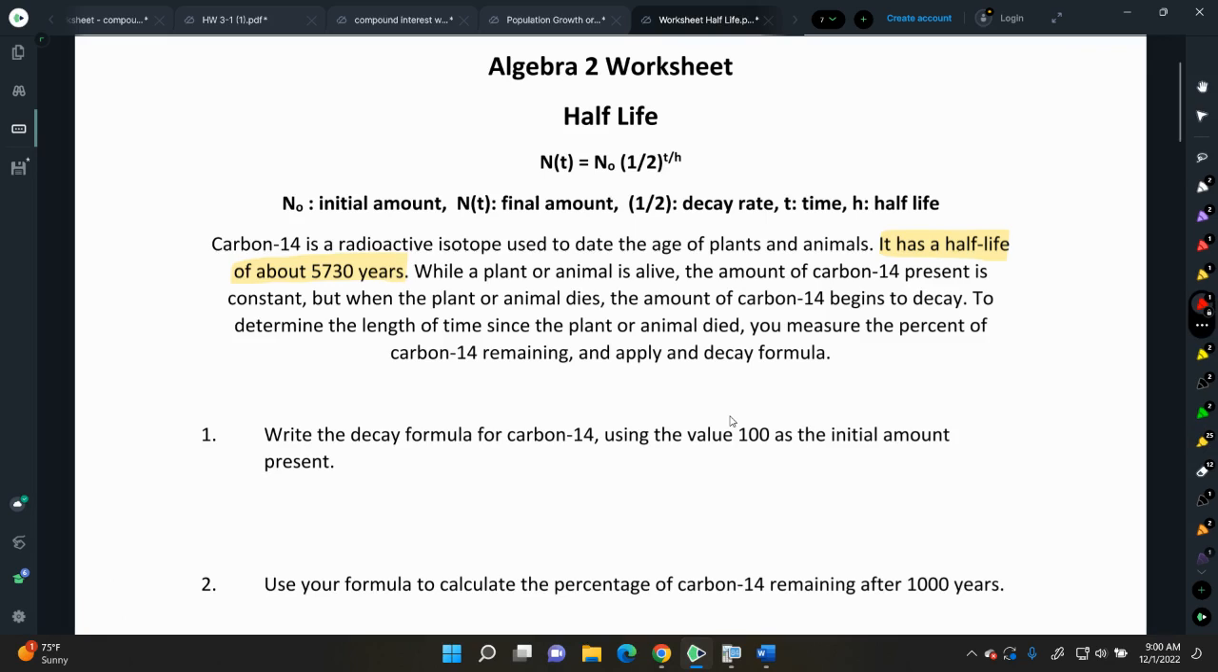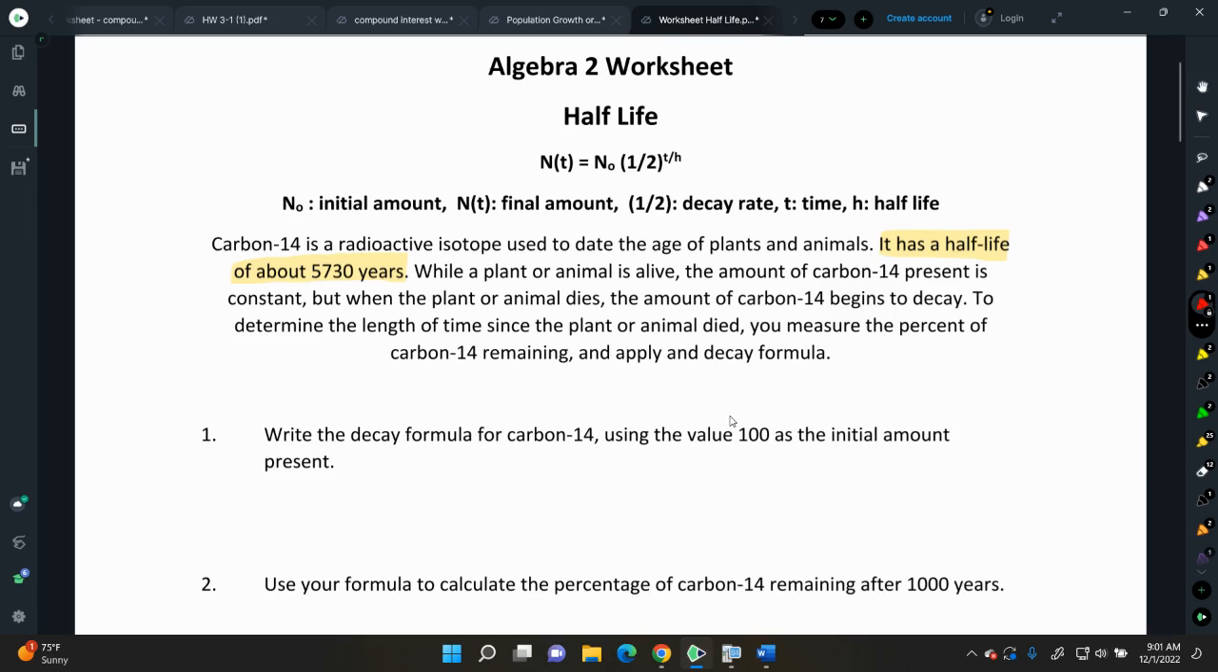So, while a plant or animal is alive, the amount of carbon 14 present is constant. Okay, you've heard that term, we are a carbon-based life form, right? While we're alive, the amount of carbon does not change. When the plant or animal dies, the amount of carbon 14 begins to decay.